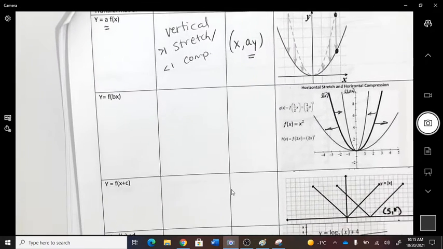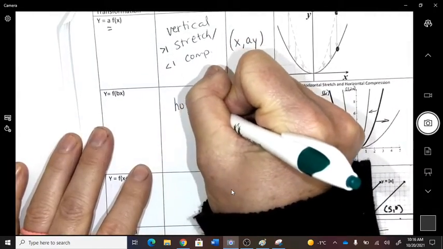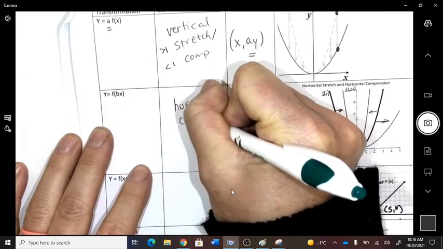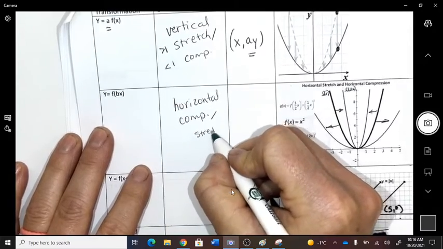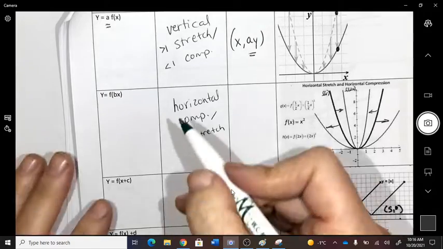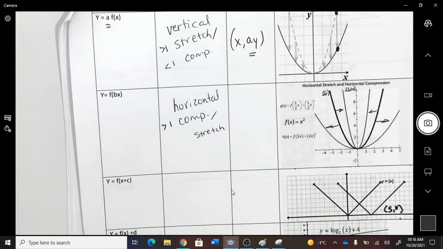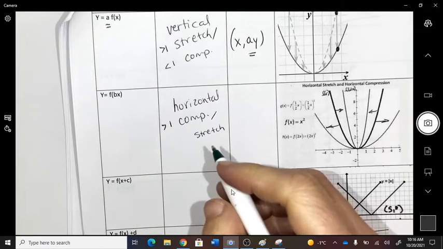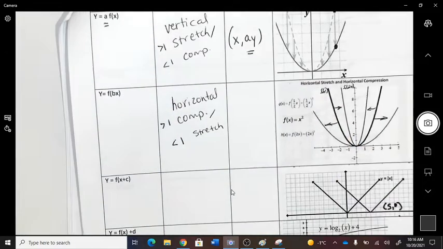Okay, if you have a B, that is a horizontal compression. But sometimes it could also stretch. You notice how I wrote those opposite? How does it compress? If that number is bigger than 1, it compresses. These are opposite, right? And it stretches if you have a smaller number. So those are opposite there.